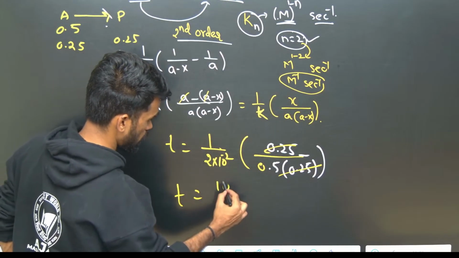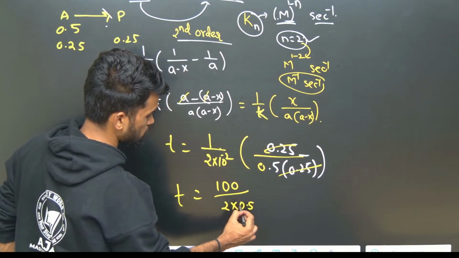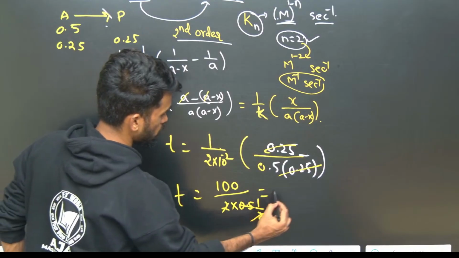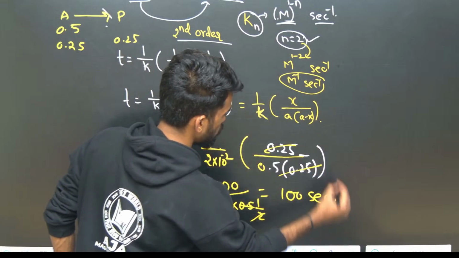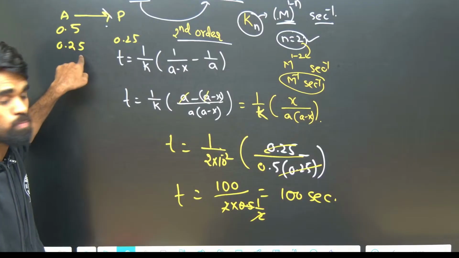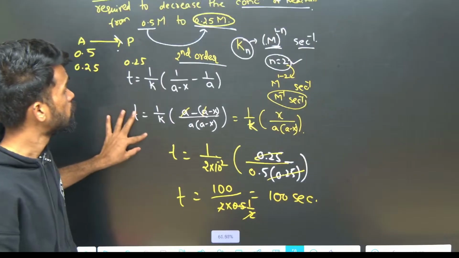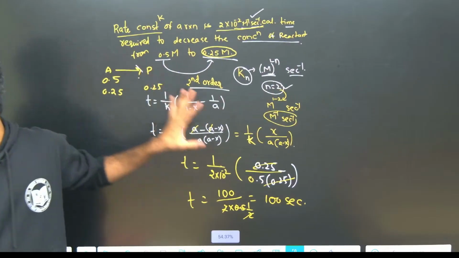So 10 power minus 2, I can write as 1 by 100. So 2 into 0.5 is nothing but 1 by 2. So you are going to get 100 seconds. What is the time required for conversion of 0.5 concentration to 0.25? 100 seconds. Hope this is clear, how we have simplified this kind of numericals, right?